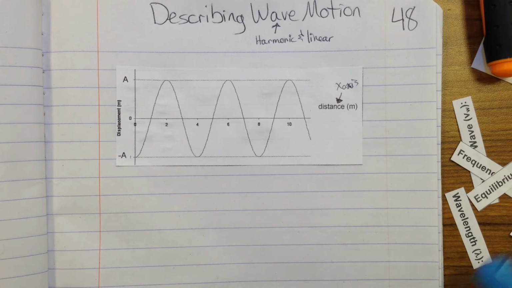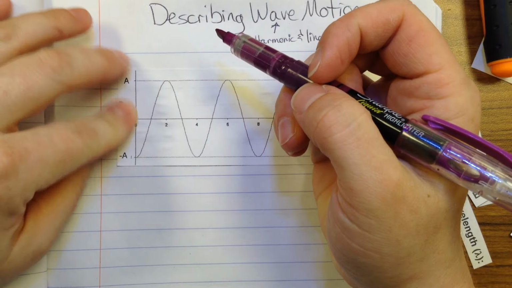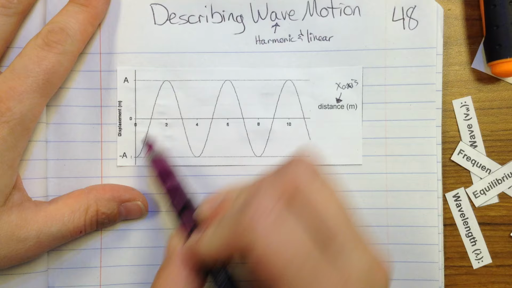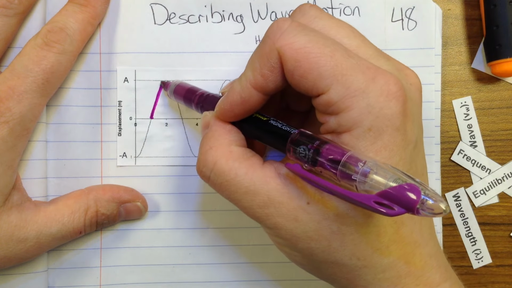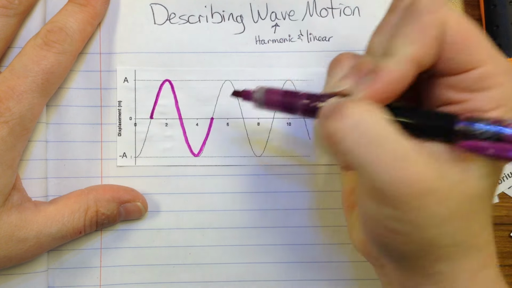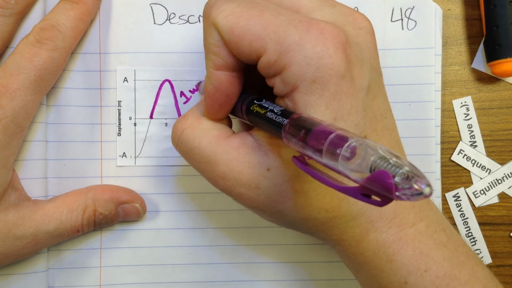So we are going to start off, I'm going to use purple. We are going to highlight one wave. And one wave looks exactly like one cycle. So I'm going to start here on the 1 meter in the x-axis. Go all the way up, all the way down, back to the middle. That is one wave.